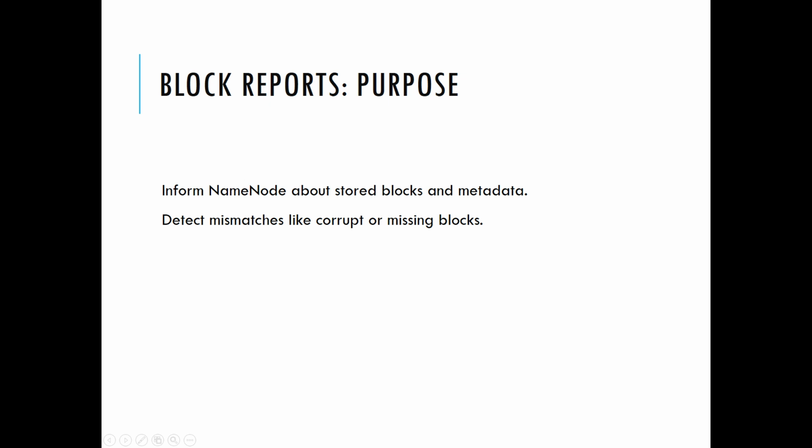For instance, if a block is reported as corrupt by a DataNode, the NameNode can schedule the replication of a healthy copy to another node. Similarly, if a block is missing, that is, it's in the metadata but not reported by any DataNode, the NameNode can trigger re-replication from an existing replica if available.